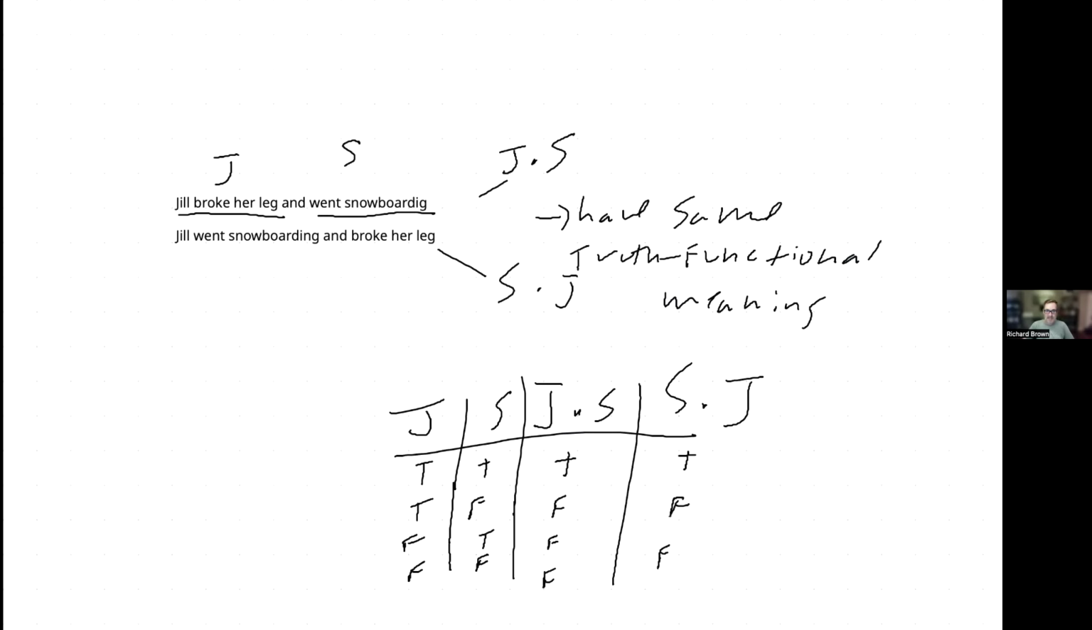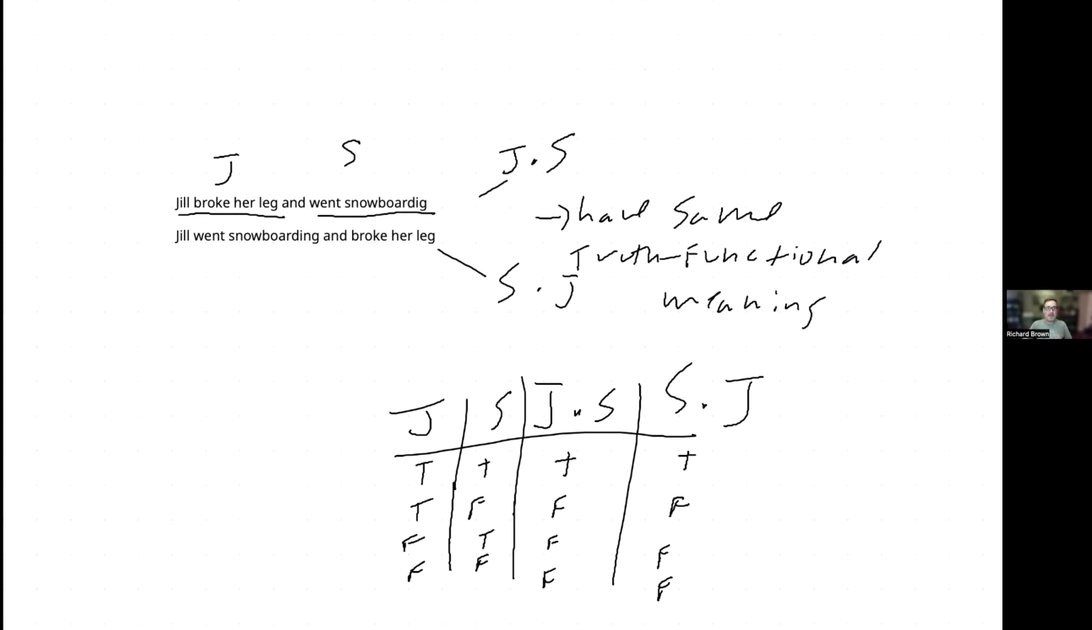So sentences that have exactly the same truth function are said to be logically equivalent. And since this is our definition of what meaning is, these sentences have exactly the same meaning. So according to the propositional logic that we've been studying, these two sentences mean exactly the same thing.